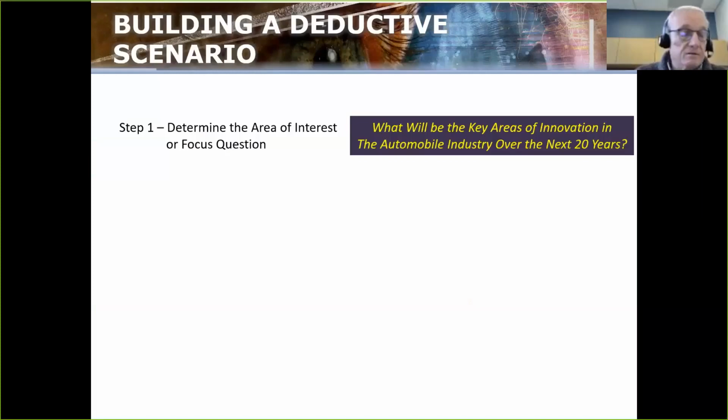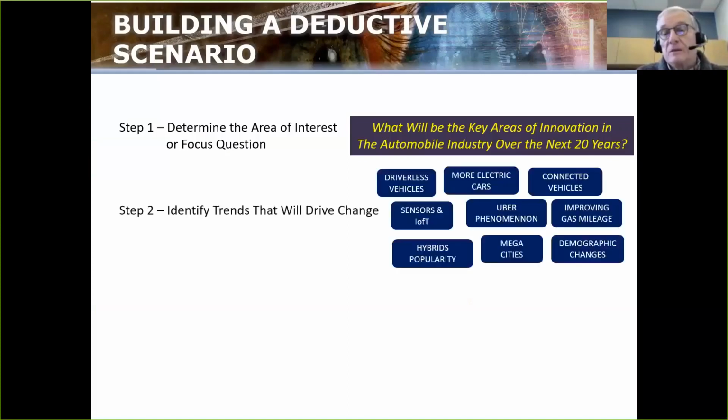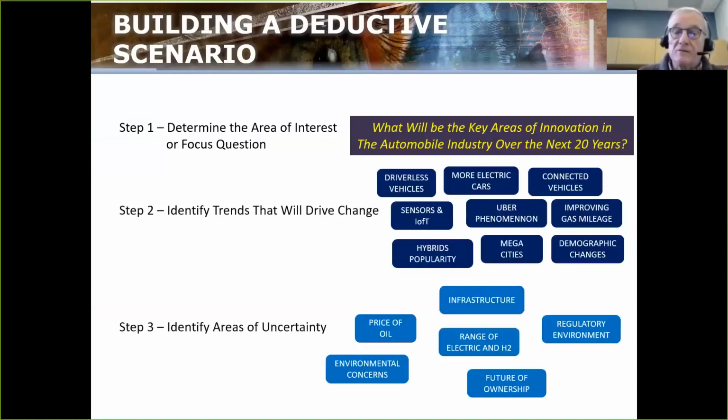Step one of any good foresight project is to have a clear question. You don't just talk about the future. Step two, which is several weeks of work in a real project, is to collect all the trends you think might be driving change in the area of interest for the question. Also identify things that are more uncertainties, like the price of oil, which might go up or down.